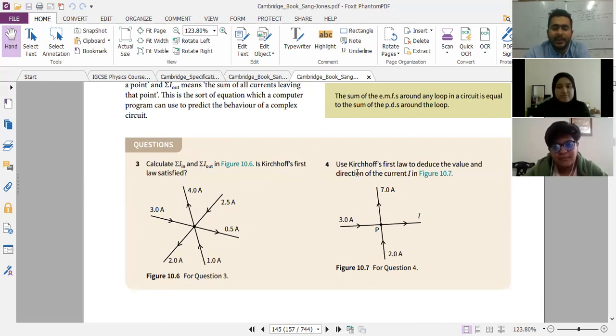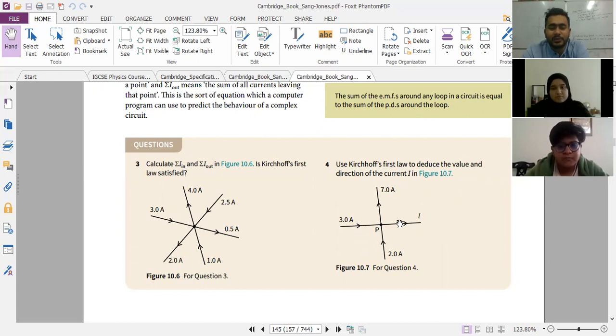Number 4. Again, this will be solved by Nabila. Nabila, let's read the question first. Use Kirchhoff's first law to deduce the value and the direction of the current I in figure 10.7. So here we have to use Kirchhoff's first law to get I.